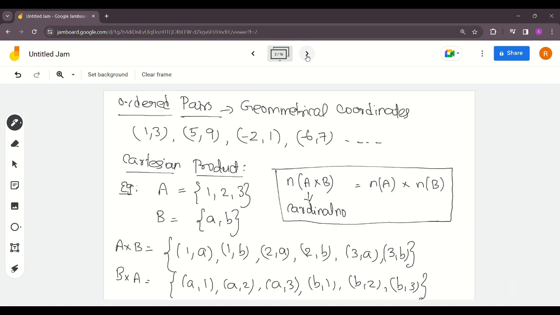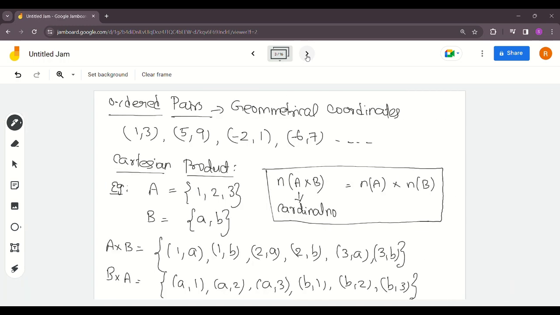Now we'll check what an ordered pair is. It is nothing but the geometrical coordinates represented on the x and y axes respectively. So (1, 3), (5, 9), (-2, 1), (-6, 7): these points are plotted in a graph, and these are the ordered pairs. Next is the Cartesian product. For the Cartesian product you need to know the ordered pair, that's why I mentioned what an ordered pair is here.